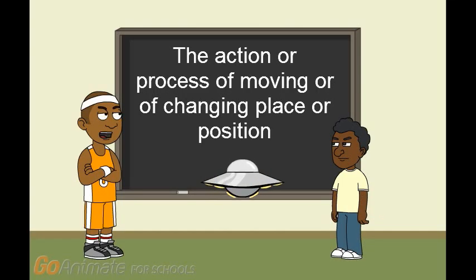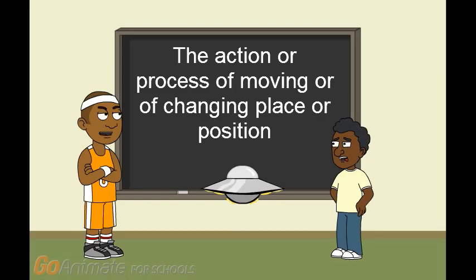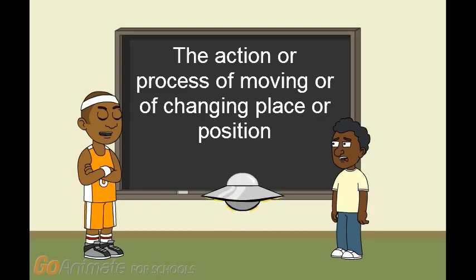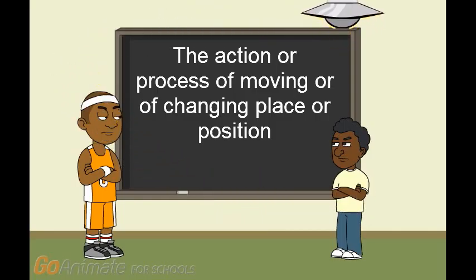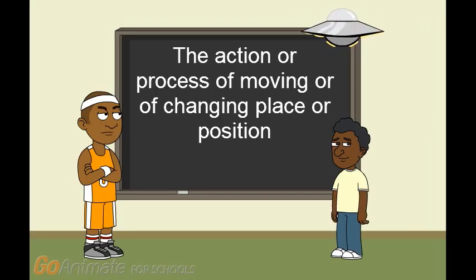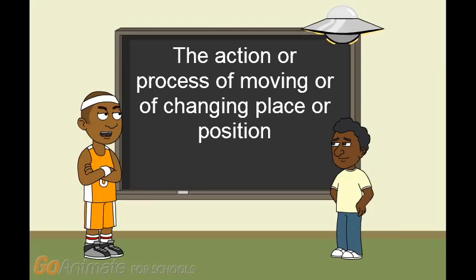Okay, teach me. Motion is the action or process of moving or of changing place or position. For example, this robot is moving because it is creating energy and using a turbine system to move up. See, it is moving around with respect to time. That's all? Well, motion is described in terms of displacement, time, velocity, and acceleration.